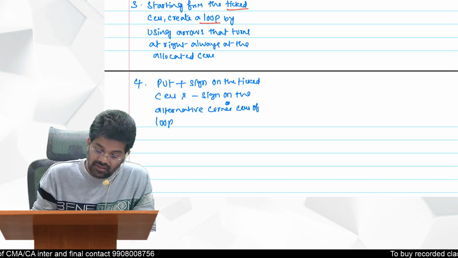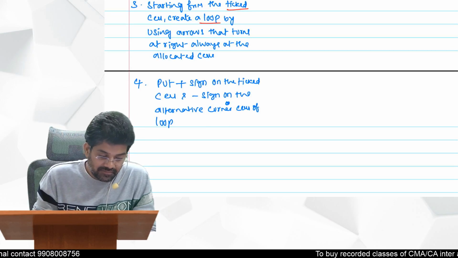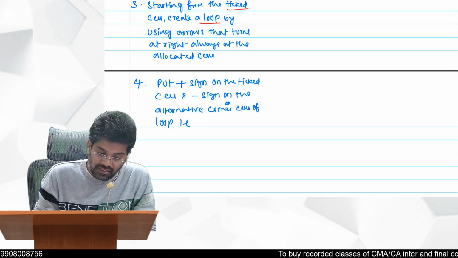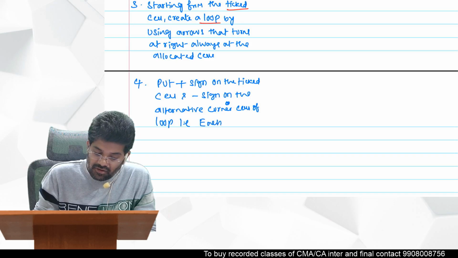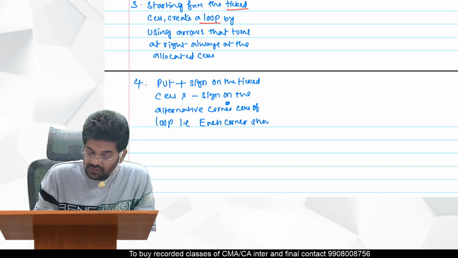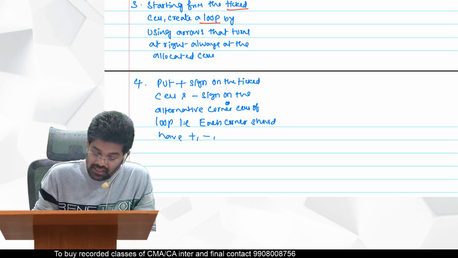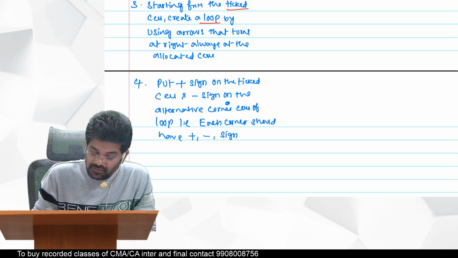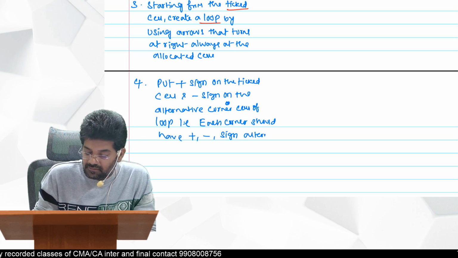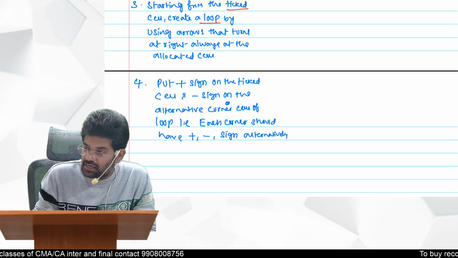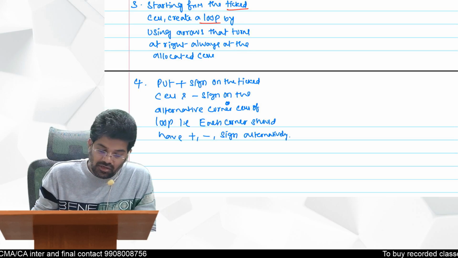Okay, corner cells of the loop that we have written, yes. Each corner should have a plus or minus sign alternatively. This is what should happen.